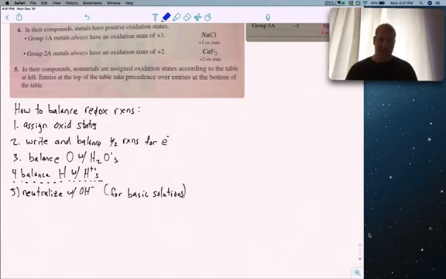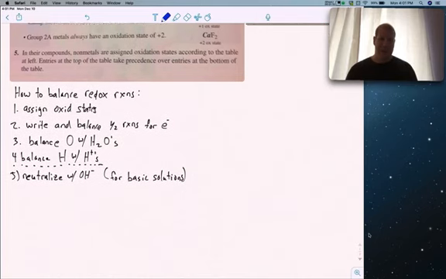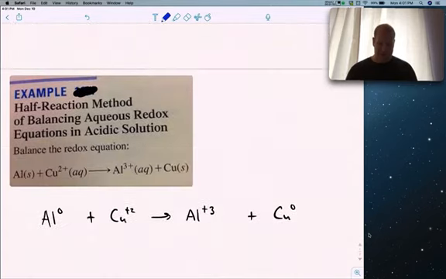I'm going to do it a different way than the book. The book likes to go through and balance all the half reactions. I like to include that in with the main reaction. But okay, I will show you how to do this.